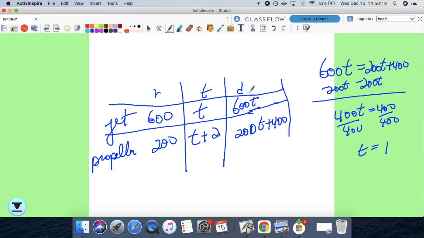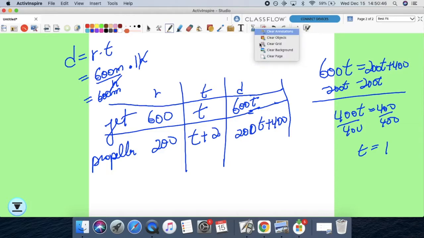Well, if you go to our formula here, distance equals rate times time. We know the jet traveled at 600 miles per hour, and if he travels for 1 hour, how far did it go? Well, the hour and the hour cancel. 600 times 1 is 600, and we get 600 miles. So for 18, it took 600 miles for the jet plane to catch up to the propeller plane. All right, so far so good.